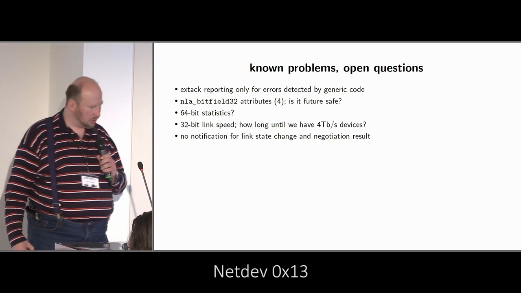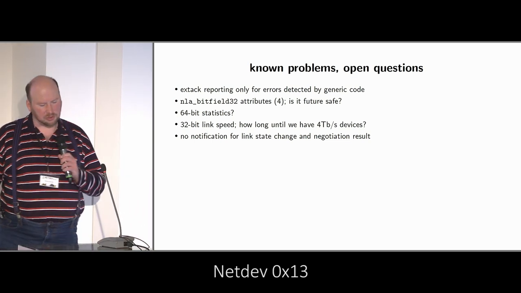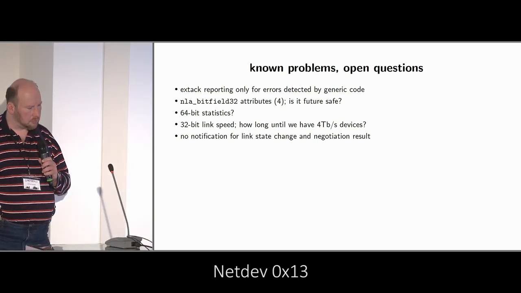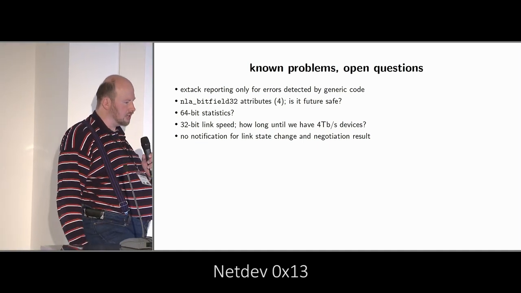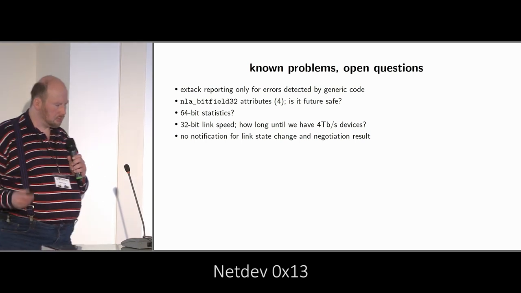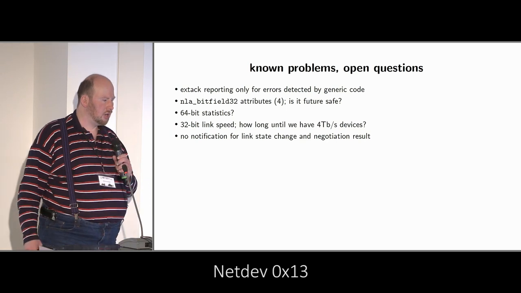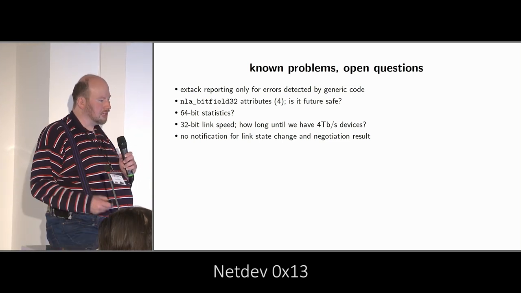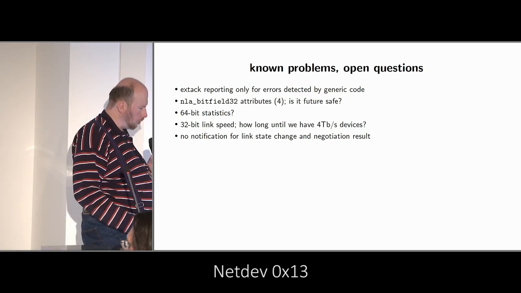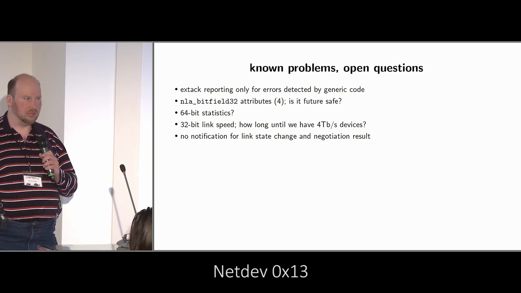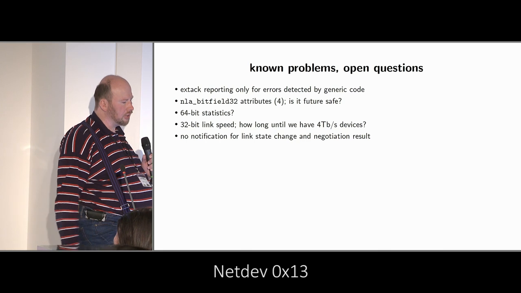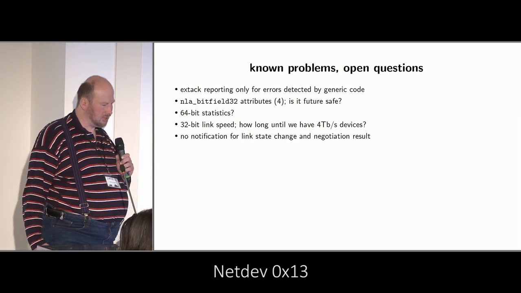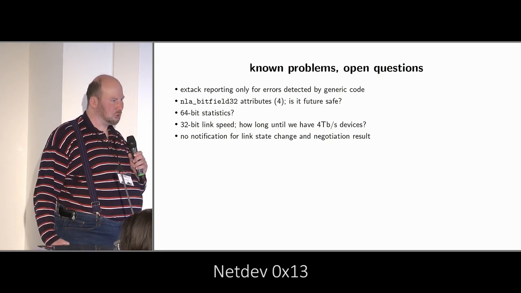There are still some bitfield 32 attributes, and the question is whether these are future safe, like message types or wake on LAN types. Maybe we should use arbitrary size bit sets everywhere. The statistics, those are not implemented yet, but I'm thinking about whether the 32-bit statistics are not a bit outdated. An interesting idea that only occurred to me while reading the program of this conference was that the 32-bit field for link speed allows, because of some historic limitations, only speeds up to 2 terabits, which seems quite a lot, but as there is going to be a talk about 400 gigabit Ethernet, it's not really that far. So we might want to think about it a bit.